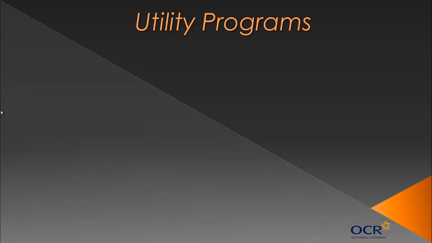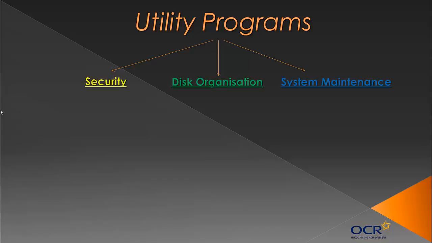This slide is all about utility programs. This slide took me ages to do because my brilliant idea was to try and fit it on one slide, which is quite difficult. We've got to look at 3 types of utility programs: security, disk organization, and system maintenance. These are 3 genres of utility programs, and these are programs that are used to, how can I define utility? Used to help you in some way.